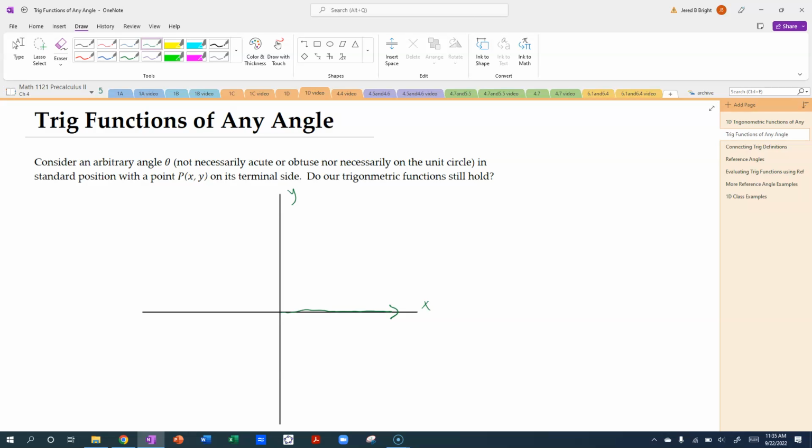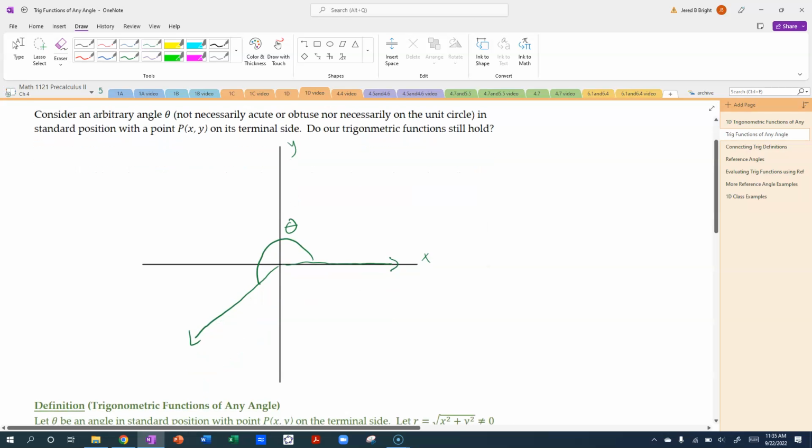So again, we're still thinking in standard position, just to make our lives a little easier. So the initial side is along the positive x, and then I'm going to draw my angle so it has a terminal side in quadrant 3, just for fun. We're going to call that theta. And we're wondering, if this side passes through a point P with coordinates (x, y), how does our understanding of trig functions change?